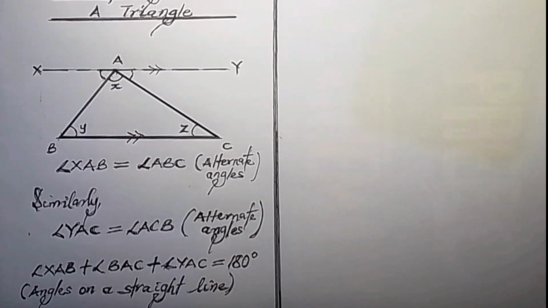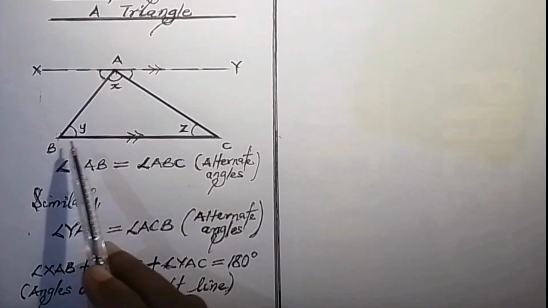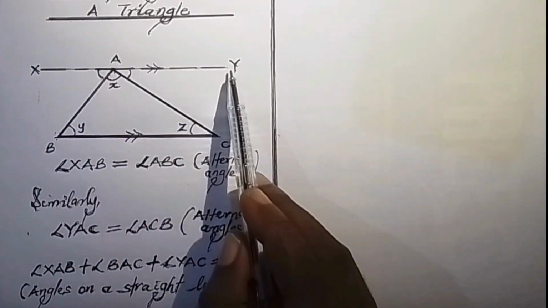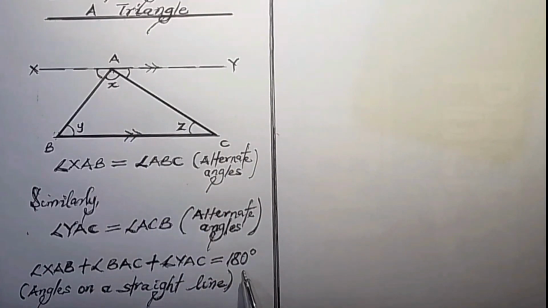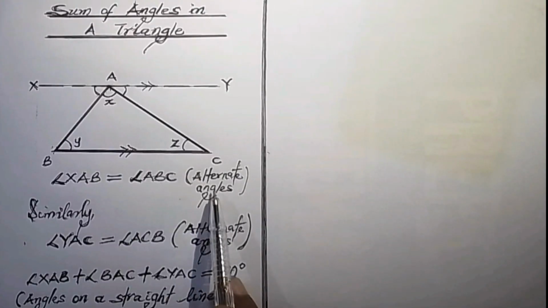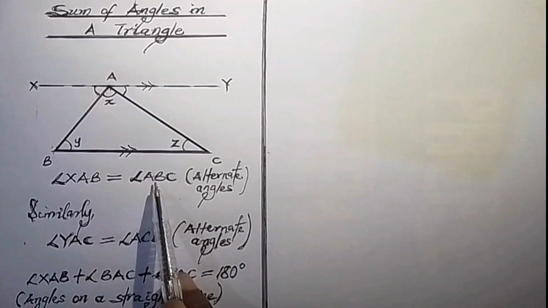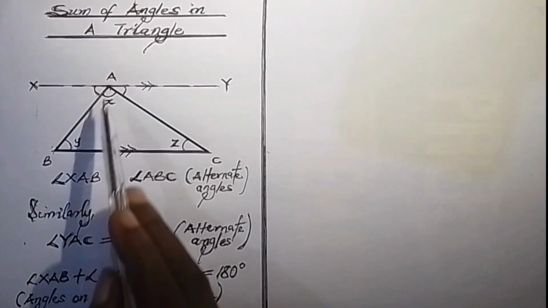But what is this saying? It is saying that all these angles, angles XAB, angle BAC, and angle YAC are on the straight line XY. And if we add them up, we will get 180 degrees. Now, let's go back to our alternate angles. We said XAB is equal to angle ABC. And angle ABC is this.